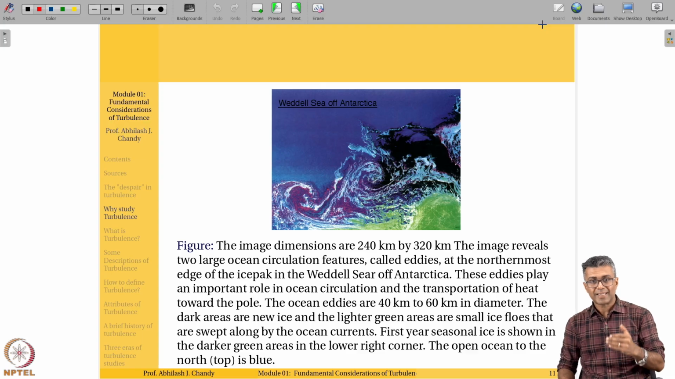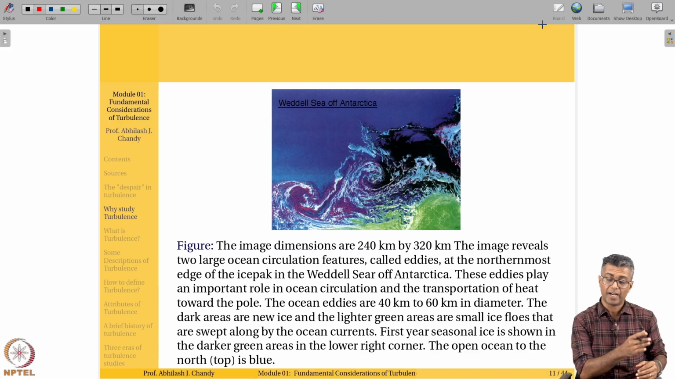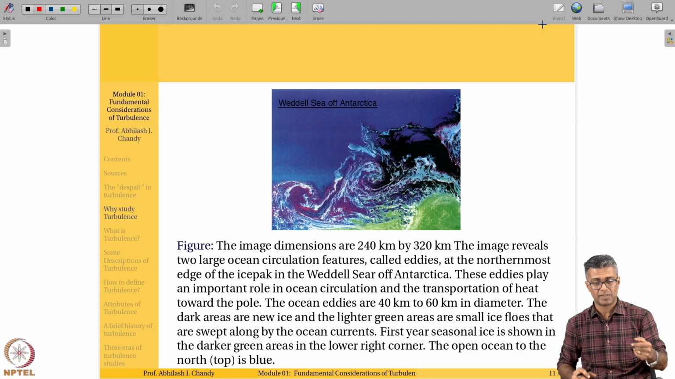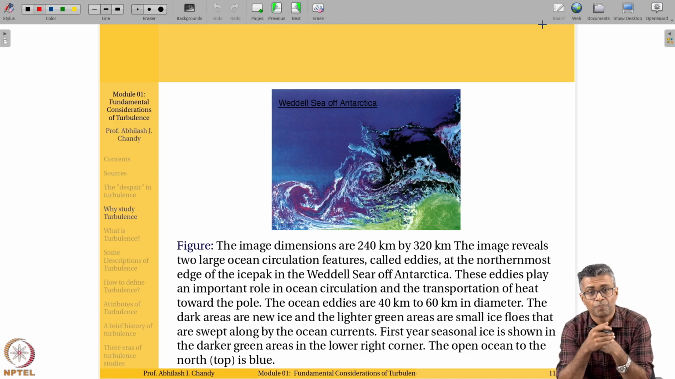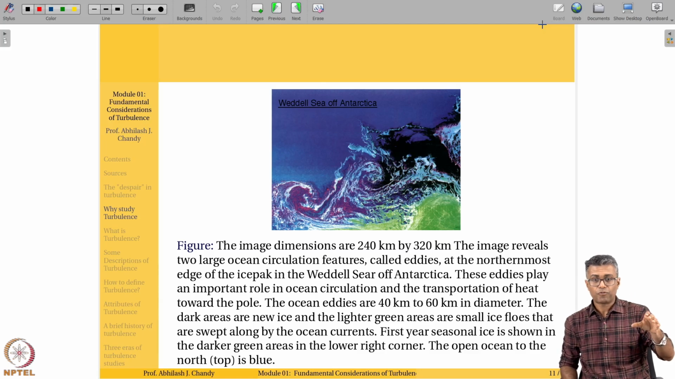So here I start by showing some actual images that you would see in nature. I showed some examples of what we saw in engineering. The submarine was an example of that. In this case, here I'm showing a satellite image of the Weddell Sea of Antarctica. So what does this show? It shows a satellite image of flow around Antarctica.